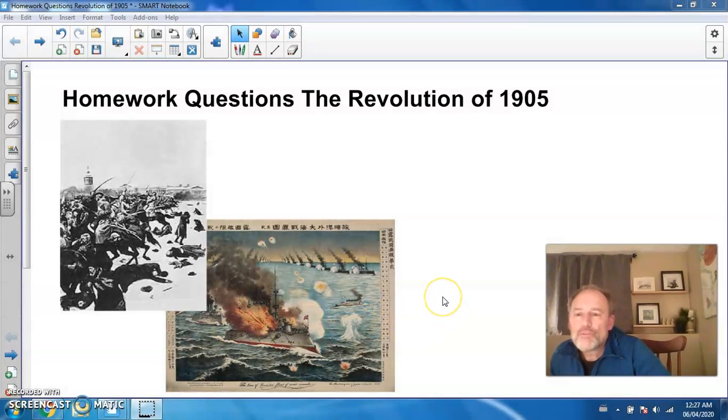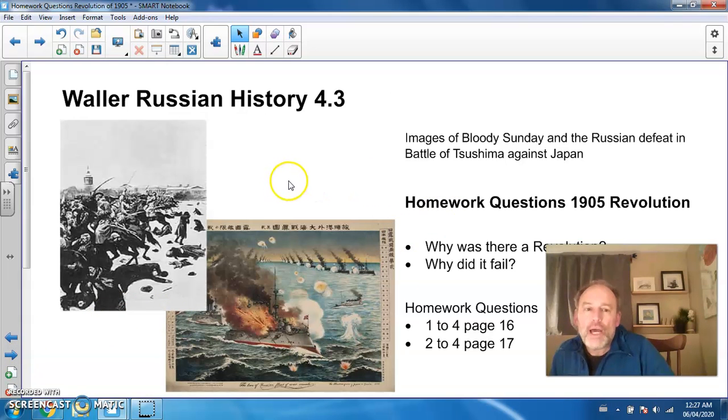So here you can see two pictures. One is of Bloody Sunday and the other is of the Japanese victory in one of the battles of the Russo-Japanese War. What we're going to look at is how these two events led to the Revolution in 1905, and also why did the revolution fail.